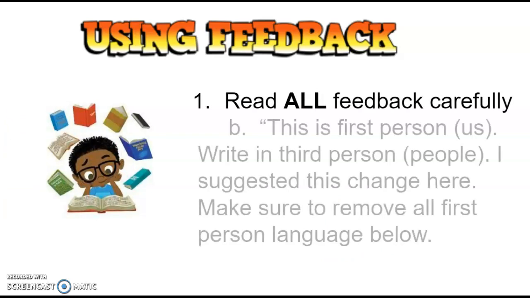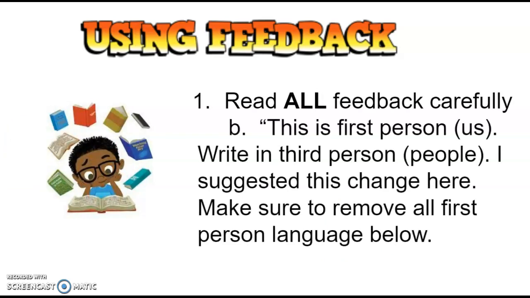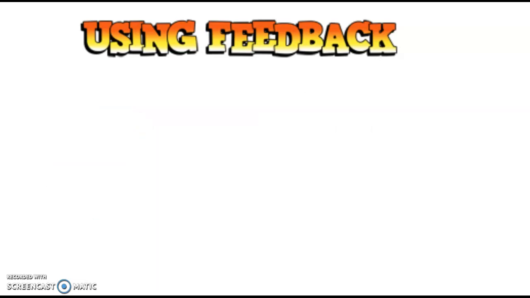Read it all carefully because you might get something like this: This is first person, the word us. Write in third person. I'll give you an example: People suggested this change here. Make sure to remove all first person language throughout or below. If you just say, oh, I fixed this one, you're going to miss the fact that I have other edits to make. If it says read through for all of it, really read through your whole response and make sure you take care of it. So that's step 1. Read all the feedback.